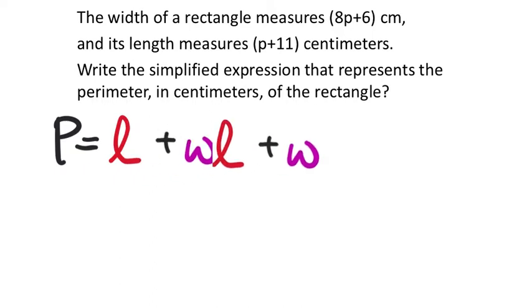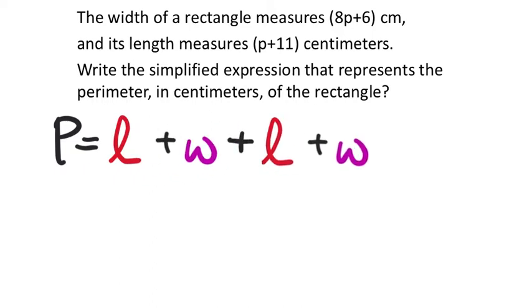Some people write this formula a little bit differently. That's completely up to you. But I'm going to write it like this so I can see all four sides. So let's think about a rectangle right here like this. Now, it says the length is 8p plus 6. No, that's the width. It says the length is p plus 11. So I'm just going to label this as my length, p plus 11.